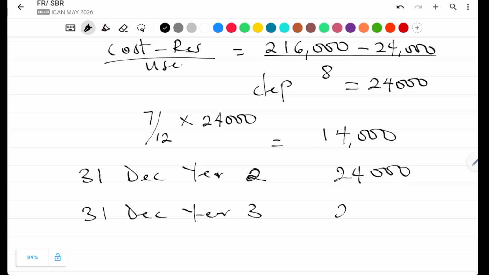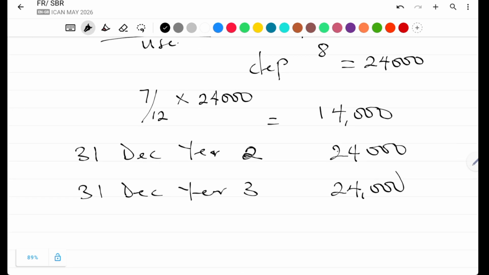Still 24,000 will be here. So our depreciation is already getting clearer, right? Okay, but we sold in the 4th year. So the question is, when did we sell? Did we sell at the beginning? Nope. We sold on the 1st of September in the 1st year.